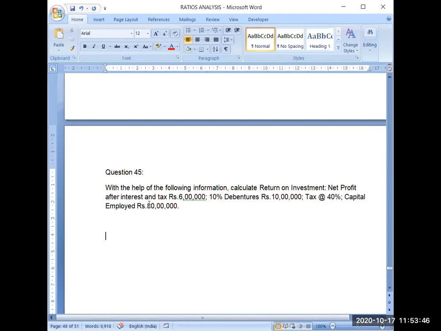And before interest and tax means that in the profit you add back interest and tax, then it will become net profit before interest and tax. Before interest and tax means before deducting any interest and tax. Then 10% debentures of 10 lakh are given, tax is also given at the rate of 40%, and capital employed is given as rupees 80 lakh. Now capital employed is given.